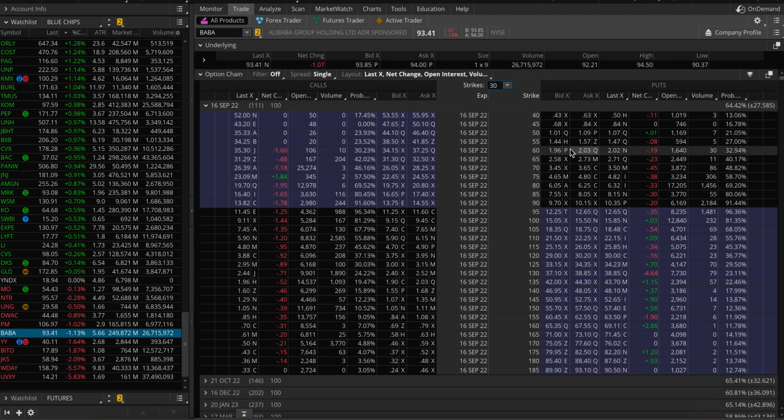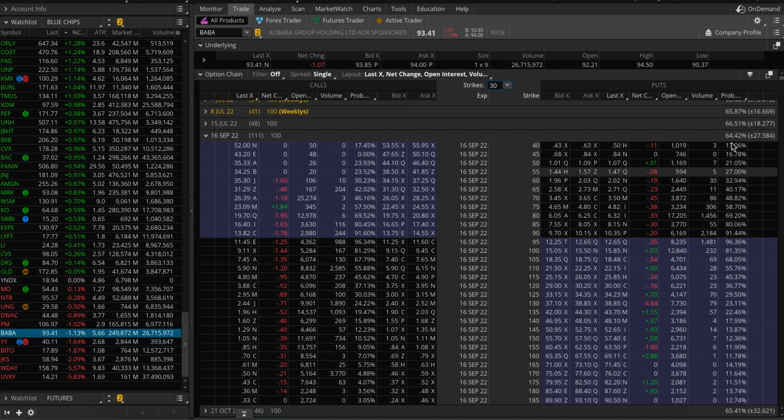And also the probability of it hitting $60 from here, well, I'm not going to the exact same amount. Okay, so let's say the probability of hitting $50, let's take a look, 55. It's 27%, which means more people are buying puts here, and they're more expensive, because the premiums are slightly more expensive than the calls.